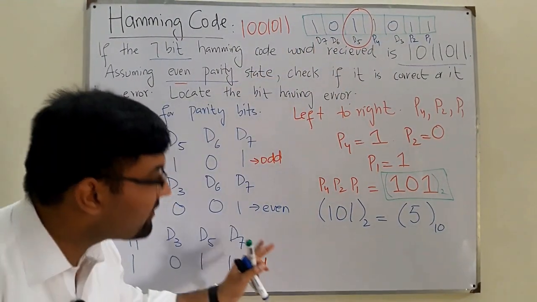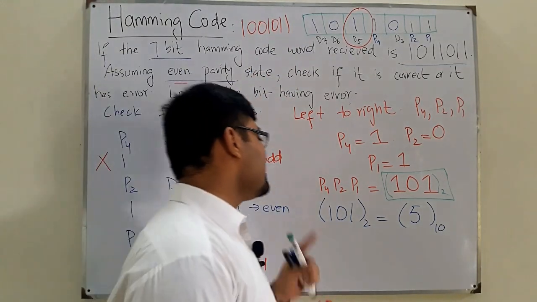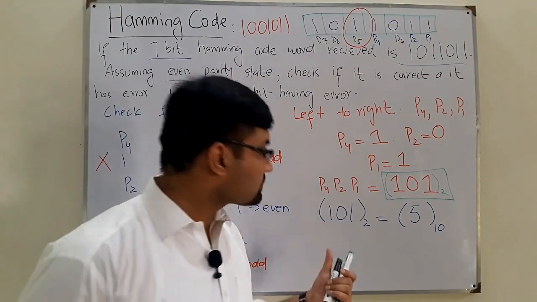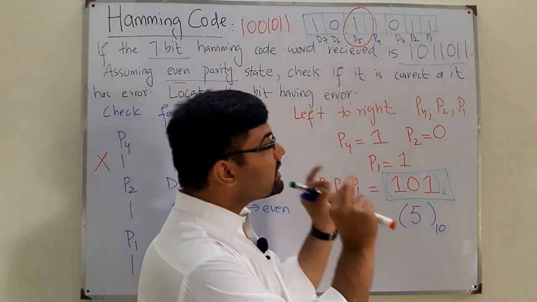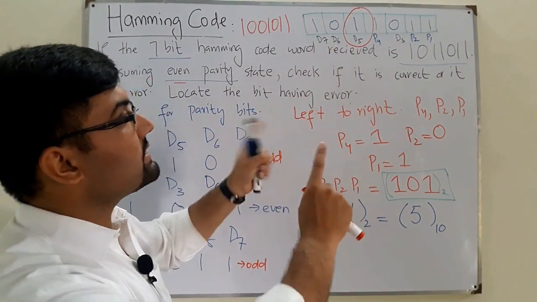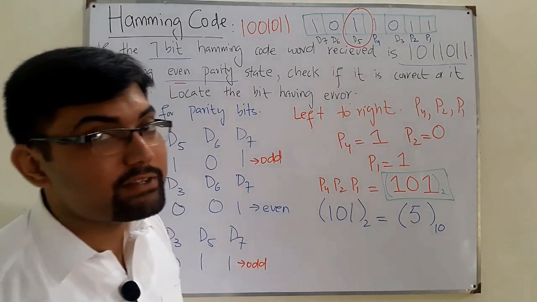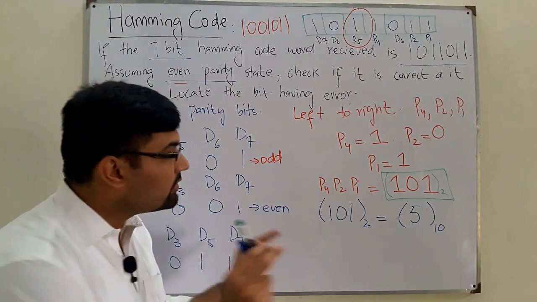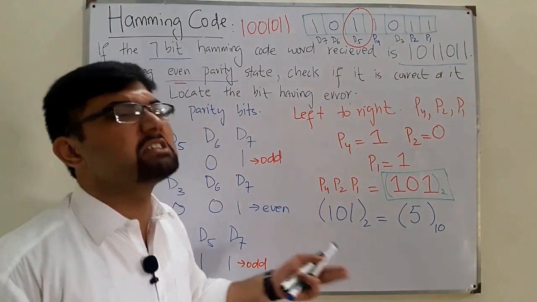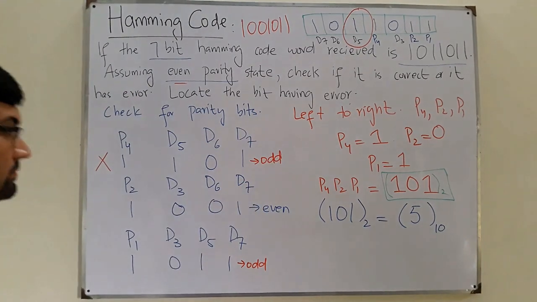So we've checked, and let me tell you one thing: the Hamming code does not have anything to do with the error correction, all right? It's only used to locate that error. Now we've located that this bit has an error. This is wrong. It should be a 0, but it is a 1. Now how it is made a 0, that's none of our business. We only had to locate it. That's not the work of Hamming code, and that's not our work to do as well. All right, so we've located it for them.